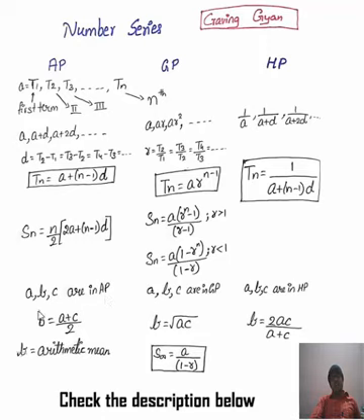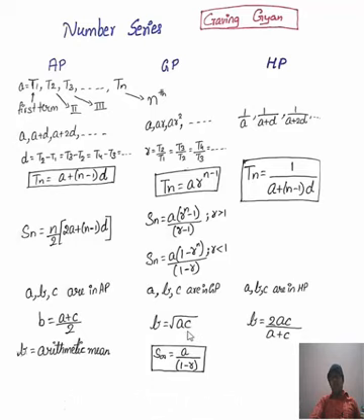The first three terms T1, T2, T3, or a, b, c, are in AP. If you want to find the middle term, it is given by first term plus third term divided by 2, that is a plus c by 2. Here b is called the arithmetic mean. Whereas in the case of GP, if a, b, c are in GP, b equals under root ac, and in the case of harmonic progression, b equals 2ac divided by a plus c.